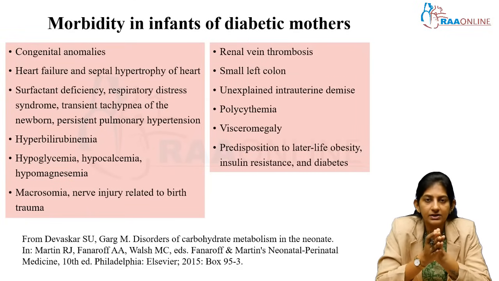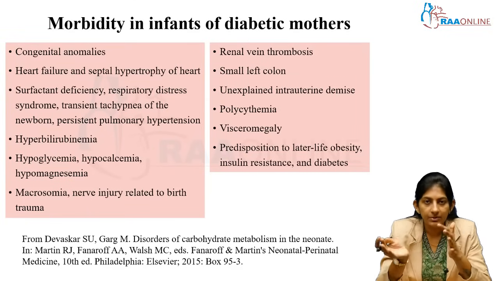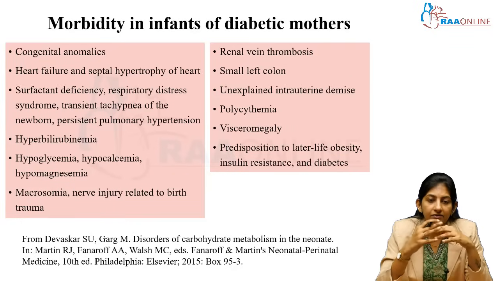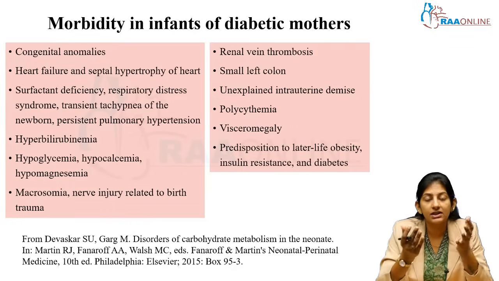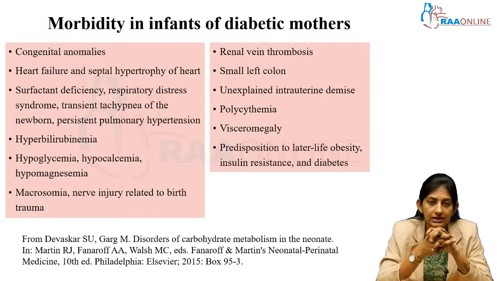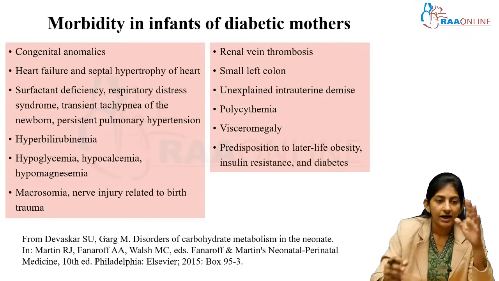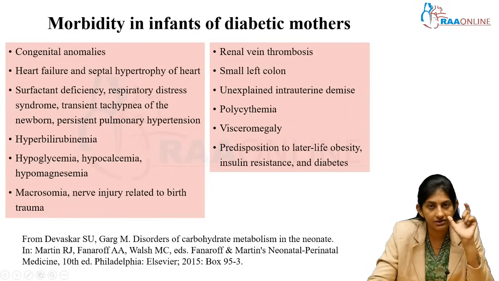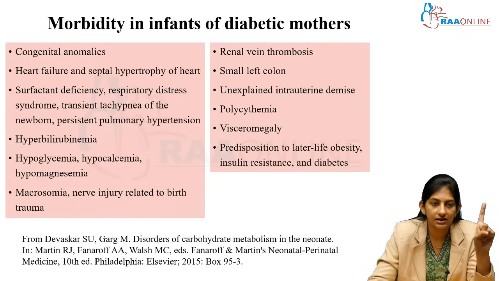So in one of my previous slides, I told you it's not only about fetal hyperinsulinemia, but once the babies are born, the newborn mortality and morbidity is going to be increased. And there are a variety of factors that will increase the mortality and morbidity in these infants. And we will see system-wise so that it is easy for you to remember. So first thing is congenital anomalies. Congenital anomalies are more common in pre-gestational diabetes or in gestational diabetes where the first trimester maternal glucose is not under control.